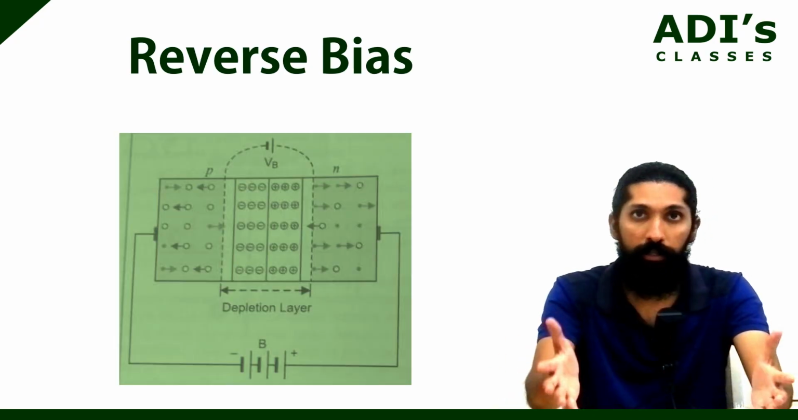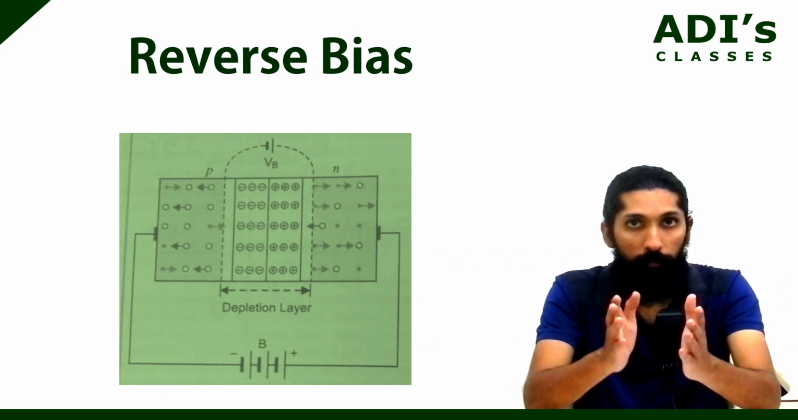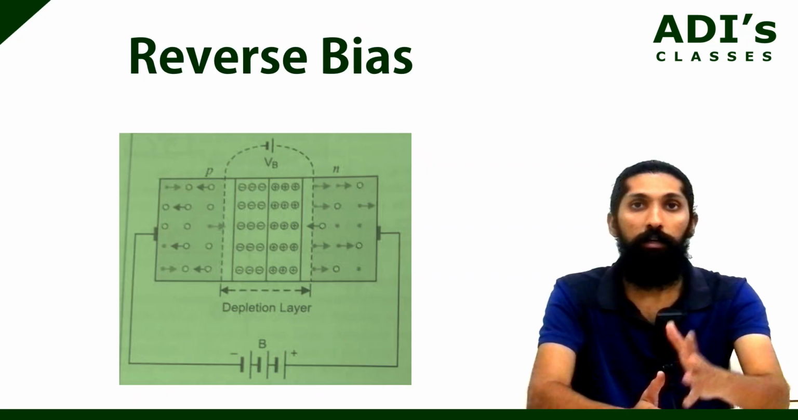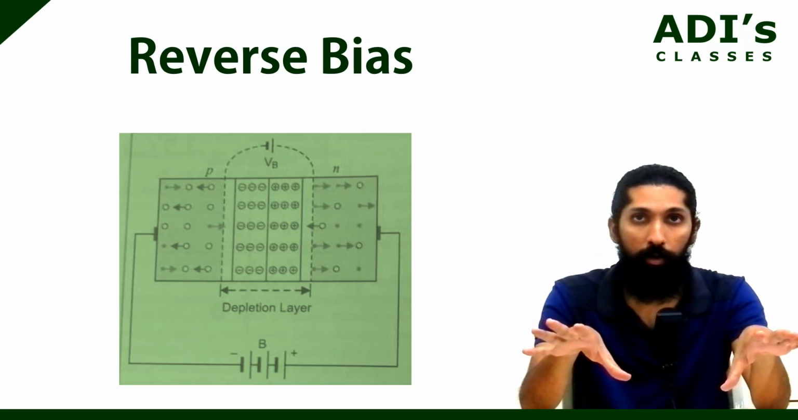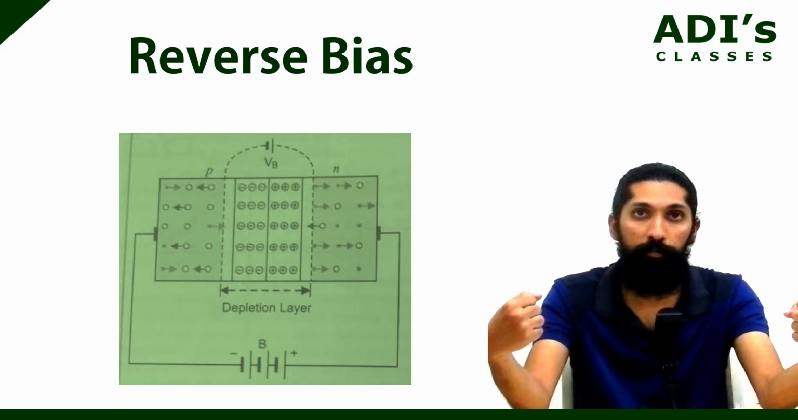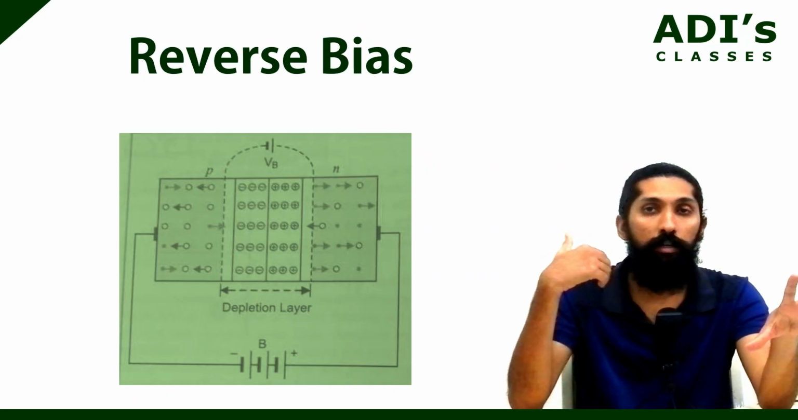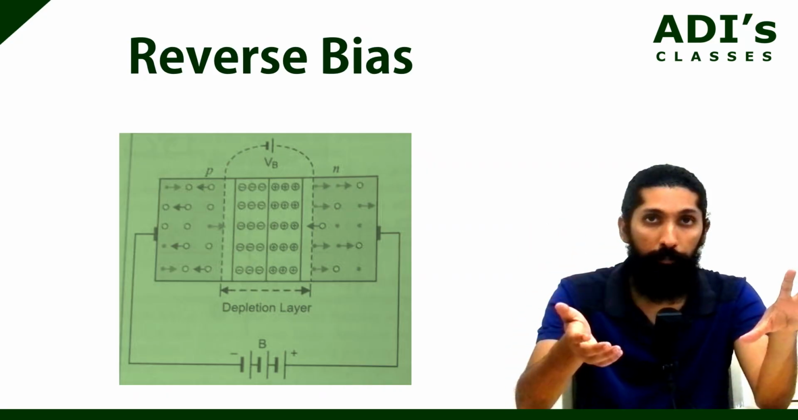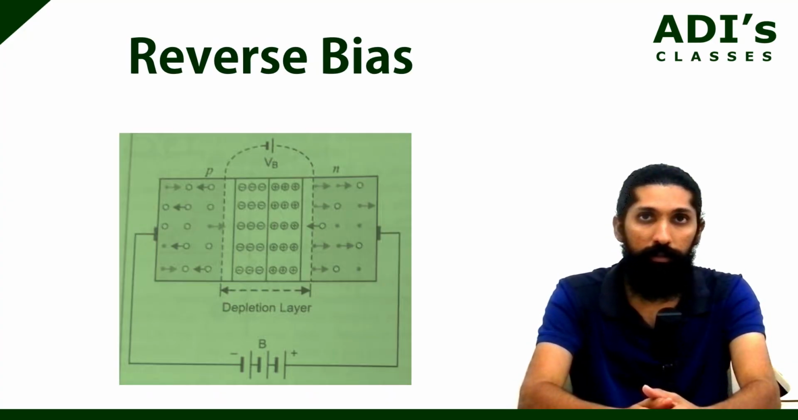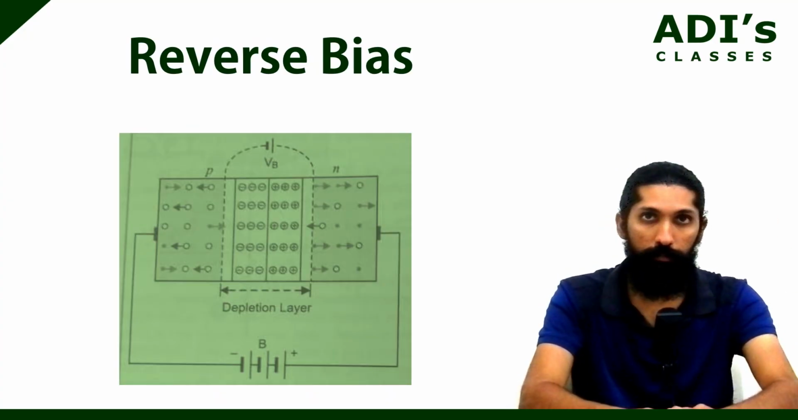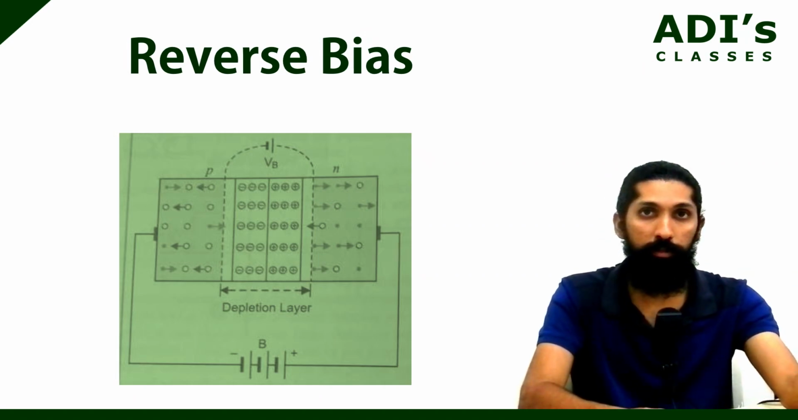When you connect this circuit, what happens is that the holes in the p-type and the electrons in the n-type are both pulled apart from each other. The holes are going to get filled up because of the excess electrons in the negative terminal of the battery. Basically, they come and fill up the holes. That means the holes are pulled away from the depletion region.